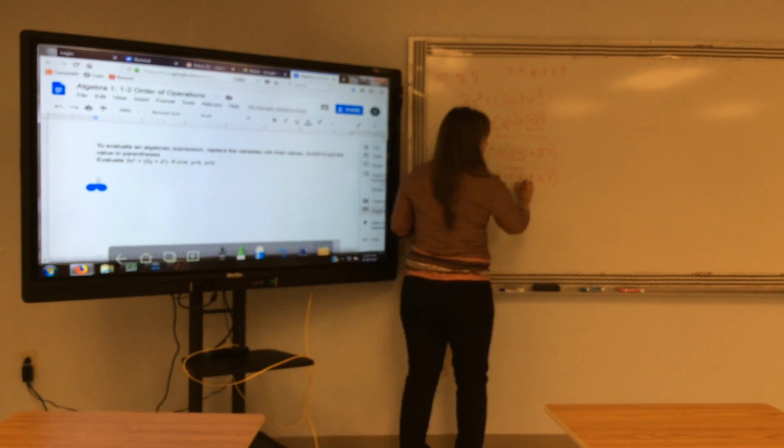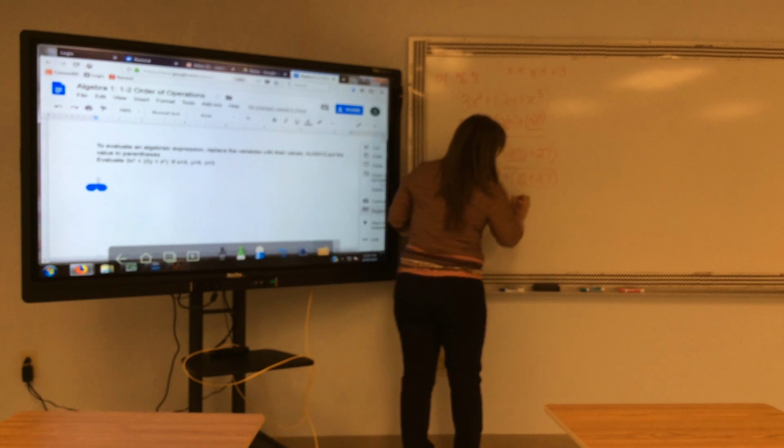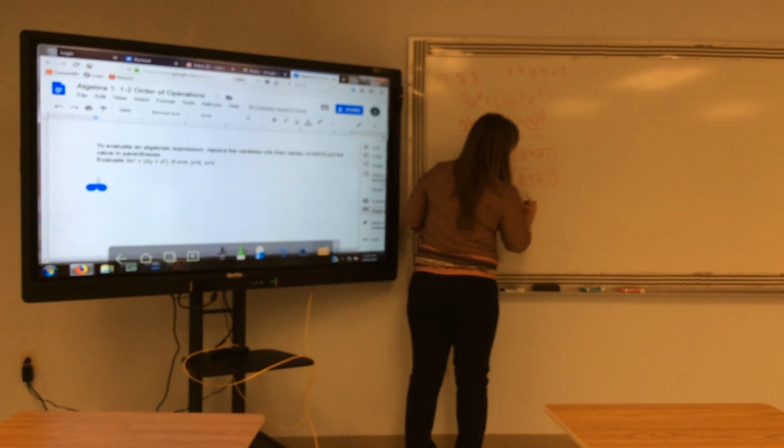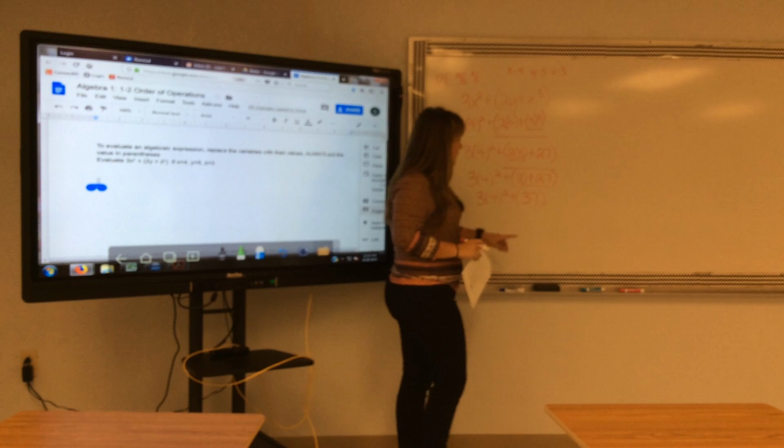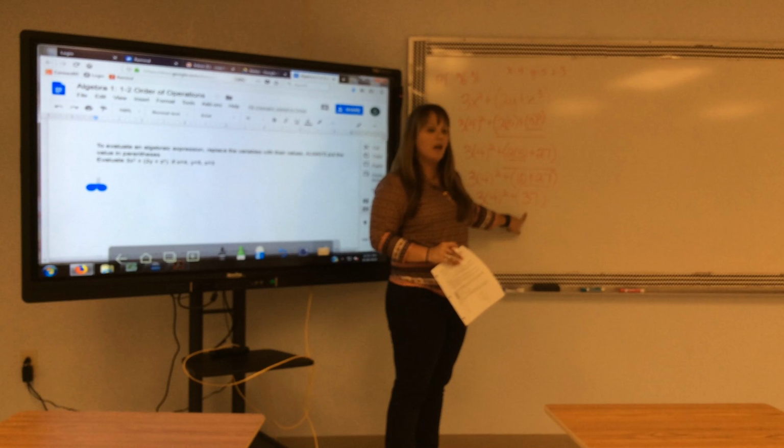Now I have just addition here. So 3 parentheses 4 squared plus 10 plus 27 is 37. Now that I have that as a single value, the parentheses are not used.